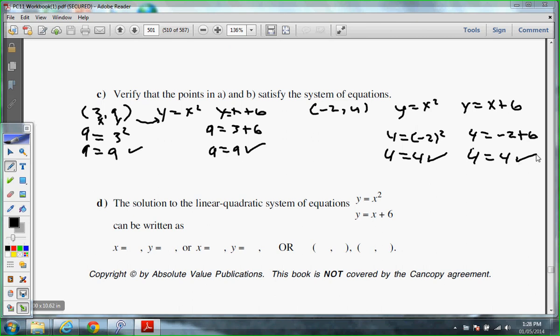Okay, and then the way you can write these answers is you can write them as x equals, y equals separately, so 3, 9, -2, 4, or as points 3, 9 and -2, 4. Either one works. Okay, we just have an investigation and then some definitions, and that'd be it for this lesson.